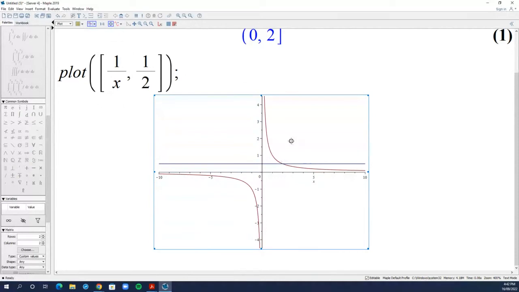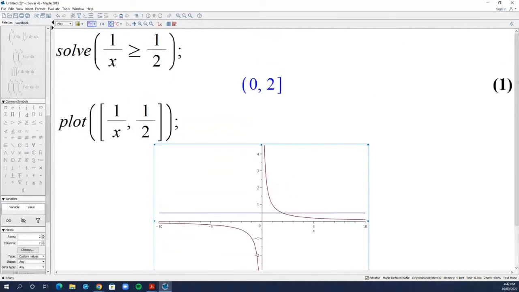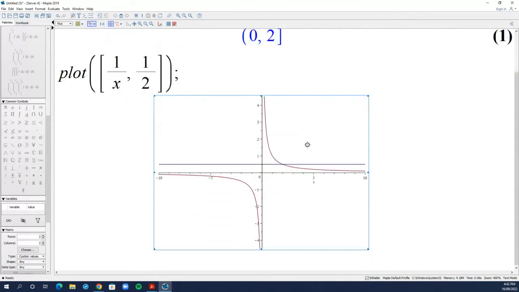So what do you think so far? We've learnt the solve command, spits out an interval in this case, and we've learnt the plot command.